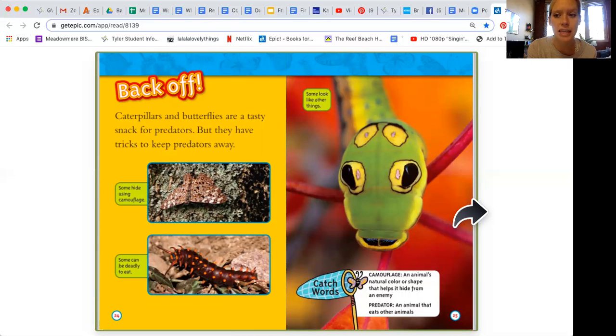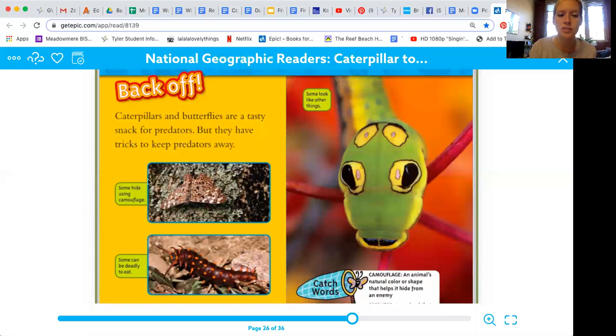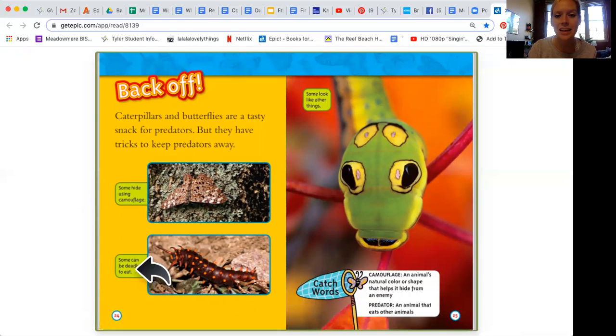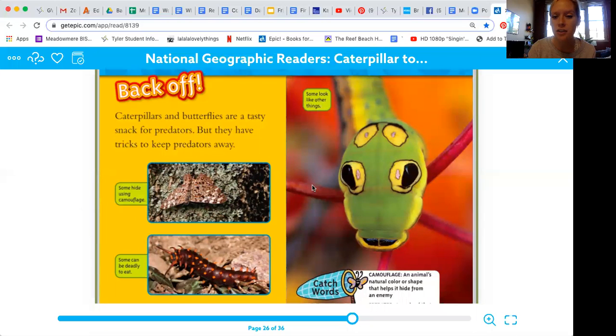But they have tricks to keep their predators away. Some hide using camouflage. So this is a caption or a label. Caption, good. Some can be deadly to eat, and some look like other things. What does this look like?